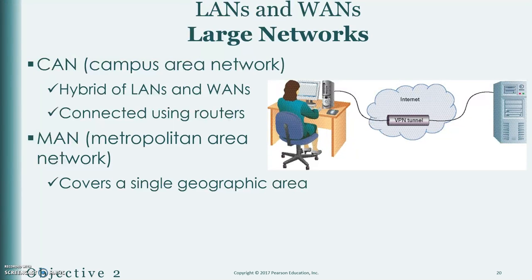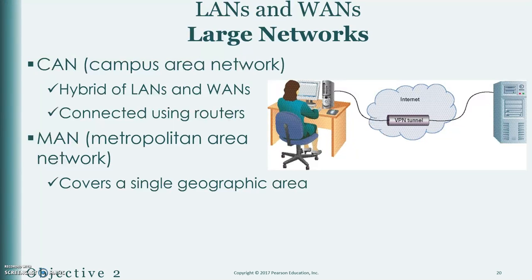CAN is a campus area network. That's a hybrid of LANs and WANs, so local area networks and wide area networks. That are connected using routers. Okay. This is used by large businesses with multiple local area networks in the same location.